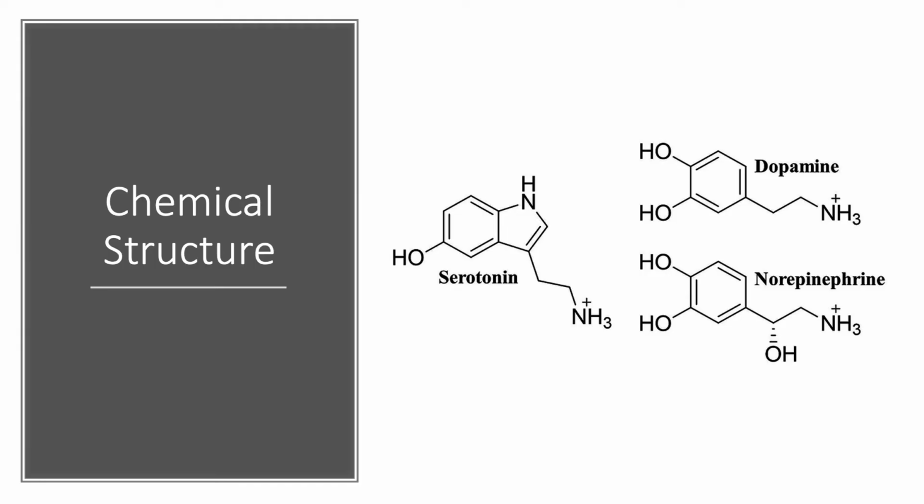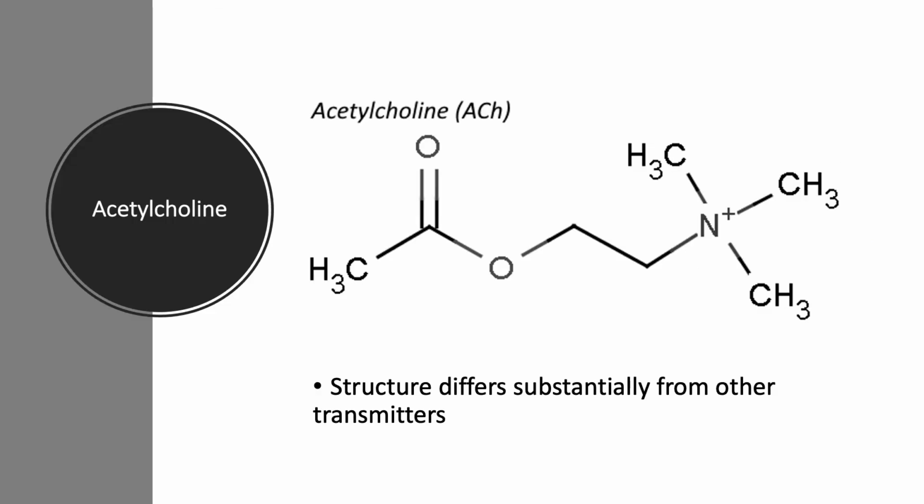Let's begin with chemical structure. So as mentioned, there's 4 categories based on structure. And for example, these are the biogenic amines that I'm showing here. So they all have this amine group. So let's start with acetylcholine. Acetylcholine is unique from all the others, so it gets its own category. You'll notice right off the bat that we don't see any ring structures. It's not a peptide, so it's not a string of amino acids, and it's not an amino acid itself. So this is how we can recognize acetylcholine.